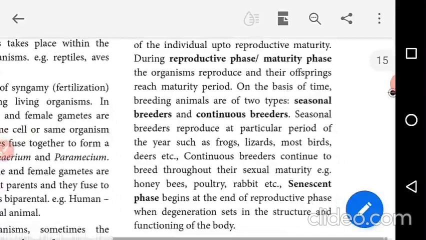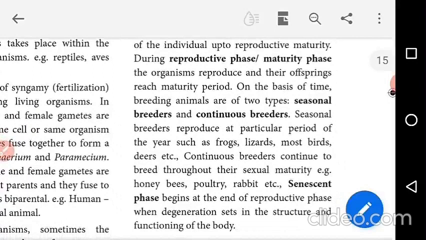The next one is the continuous breeder. Continuous breeders mean throughout their life they continuously follow breeding or reproduction. That is called the continuous breeder. The continuous breeders breed throughout sexual maturity. Examples: honeybee, poultry, rabbit. These are all the best examples of the continuous breeder.